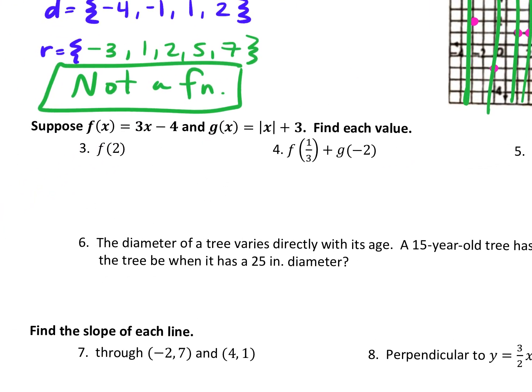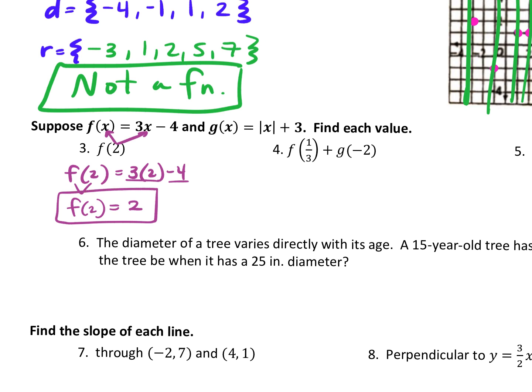All right. Number 3. It says, suppose you have f of x and g of x there. Find the value. So f of 2 is saying plug a 2 in for your x. So the function of 2 is 3 times 2 minus 4. Remember, this is like saying y equals. So f of 2, your y value when your x is 2, is 6 minus 4, or 2. So you would just write it like that.